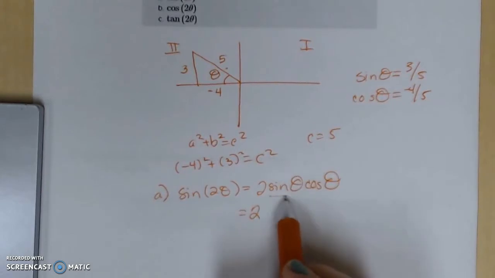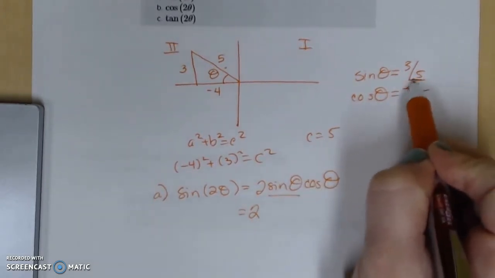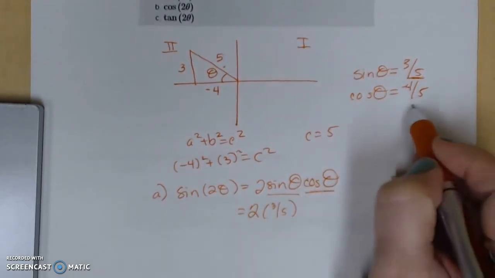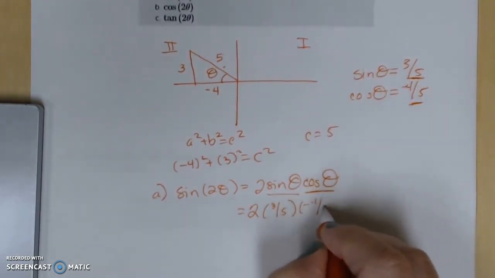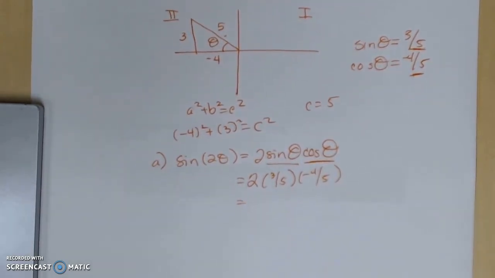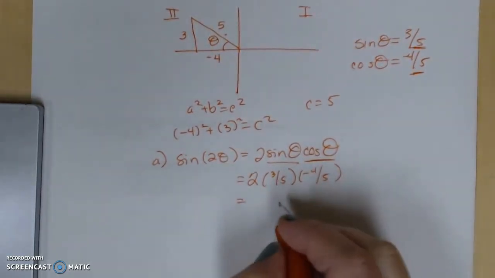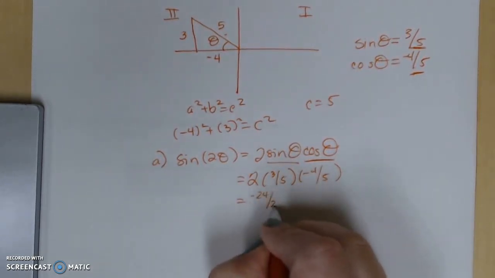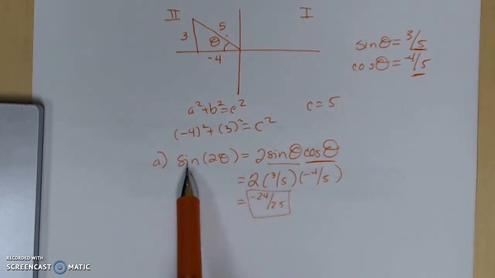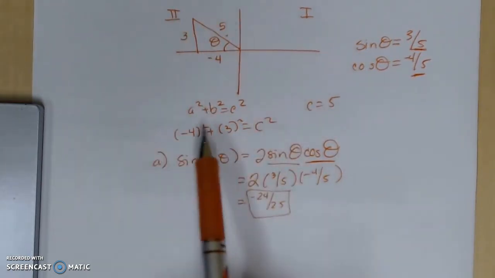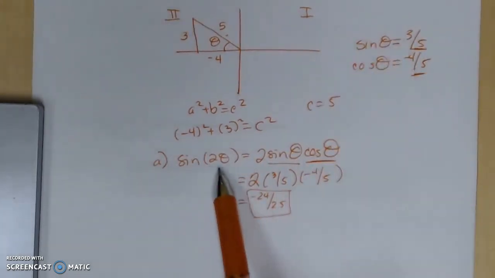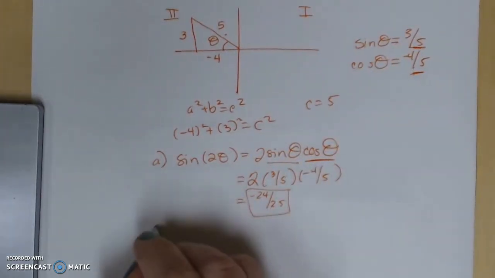Giving me 2, I know what sine theta is. We already found it up here, 3/5. I know what cosine theta is. Again, we already found that up there, so that gives me -4 over 5. Then we just need to compute our arithmetic from there. So multiplying this all together, we get -24 over 25. So what we were able to do was take information that we knew from the given problem, get all of our foundational pieces, and then use our formula to compute from there.